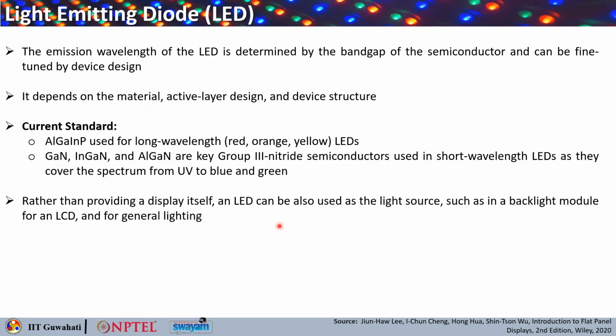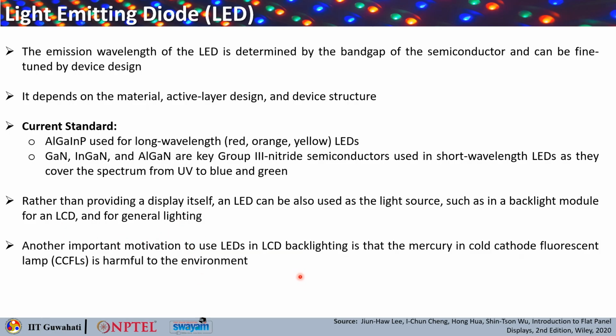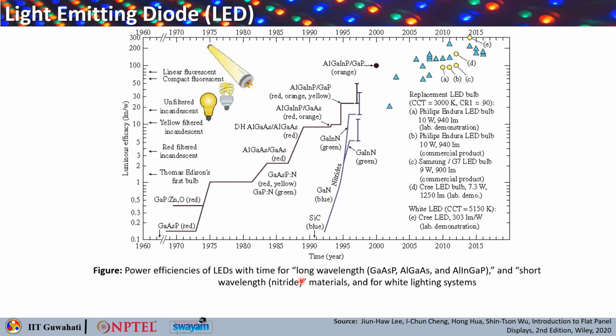What LEDs have provided is that, rather than providing a display itself, an LED can also be used as a light source, such as in a backlight module for an LCD, which replaces the CCFLs, and it can also be used for general lighting. This is an important motivation to use LEDs in LCD displays for replacing CCFLs, because these fluorescent lamps contain mercury, which is harmful for the environment.